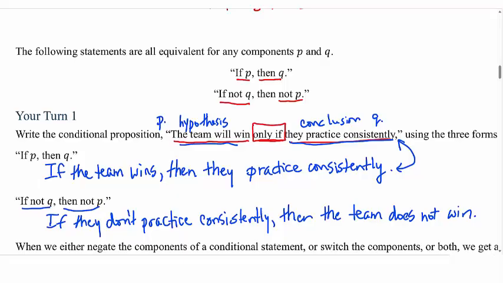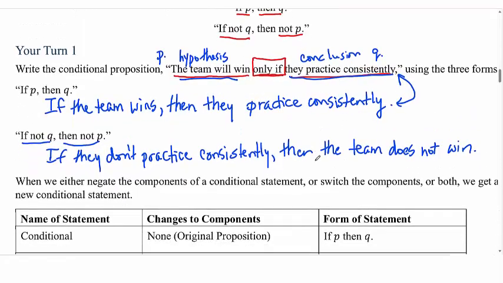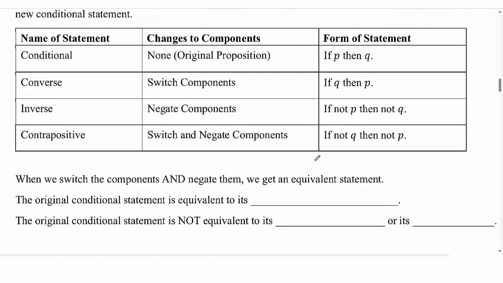Okay. So, it's also important to note that while the original conditional statement was equivalent to its contrapositive, because it had all the same truth values, it actually does not have the same truth values as its converse or inverse. So it is not equivalent to its converse, and it's not equivalent to its inverse.